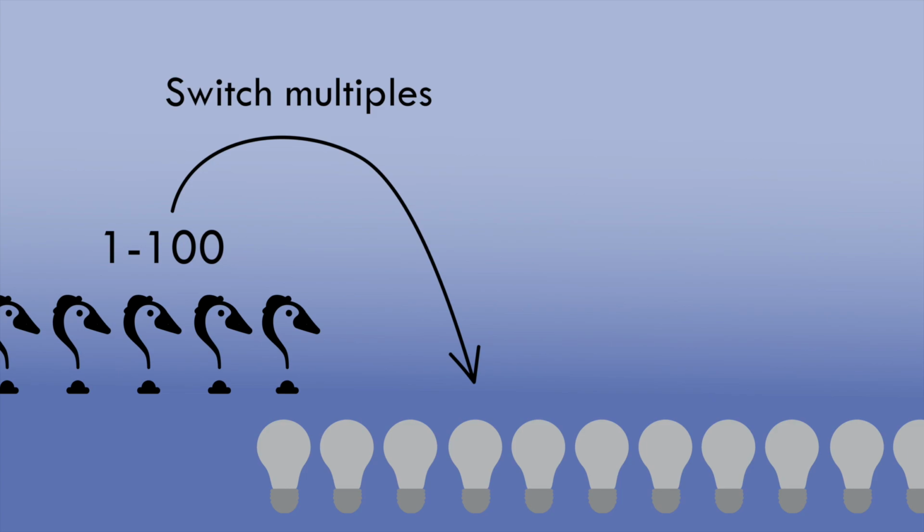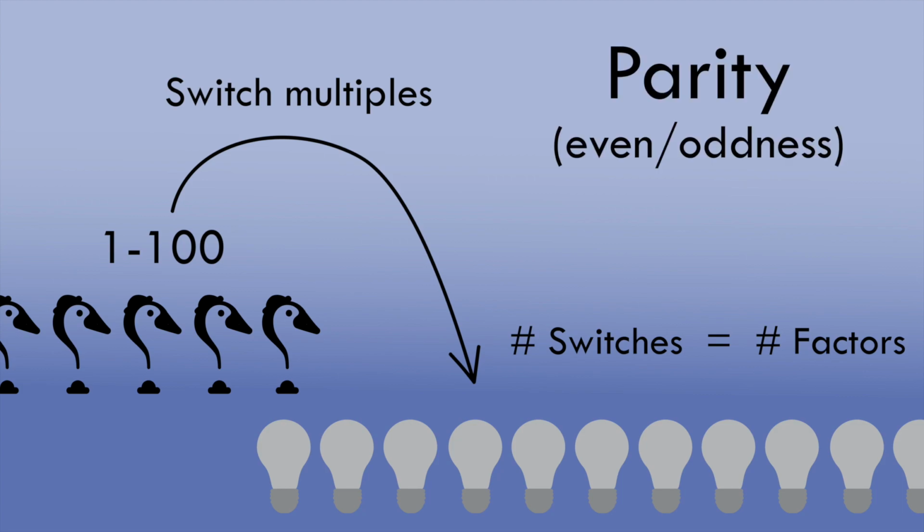The amount of times each bulb is going to be switched then depends on how many factors it has. What we want to know is whether each bulb will end up on or off. This brings up our old friend parity, whether the number of flips is going to be even or odd. If we have an even number of total flips, then that'll leave the light off at the end, since every time it's turned on, there will be a corresponding off flip.